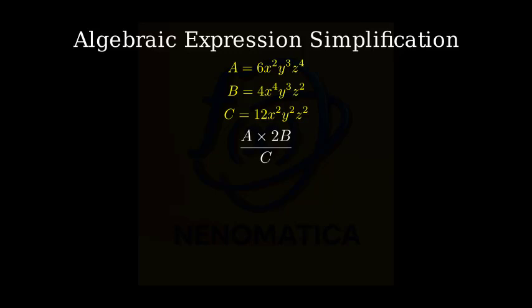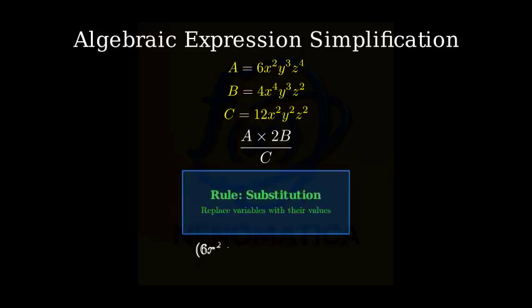Our first step is to substitute the values of a, b, and c into our expression. Let's substitute a equals 6x squared y cubed z to the power 4, multiply it by 2 times b, which is 2 times 4x to the power 4 y cubed z squared, and divide all this by c, which is 12x squared y squared z squared.